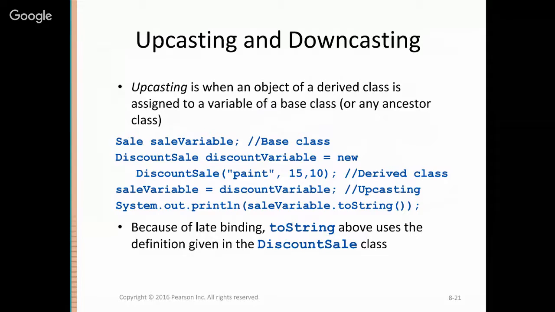Downcasting is going to be from base to derived class. This can be an example where it might not always work, and Java will not check for you if it works or not.